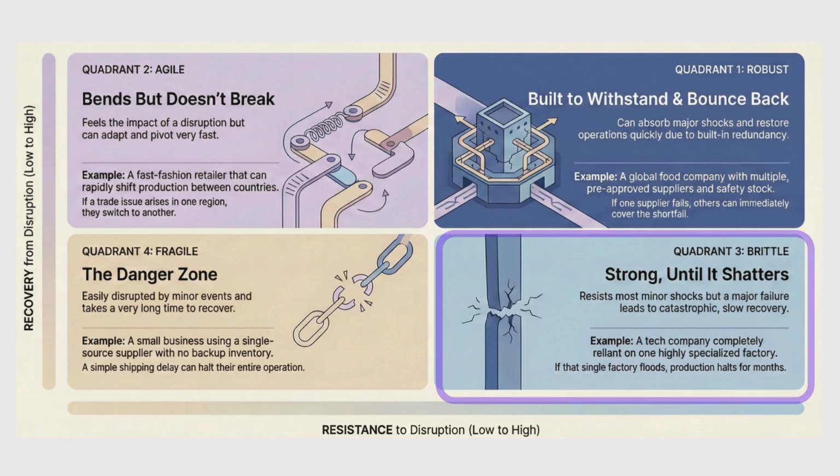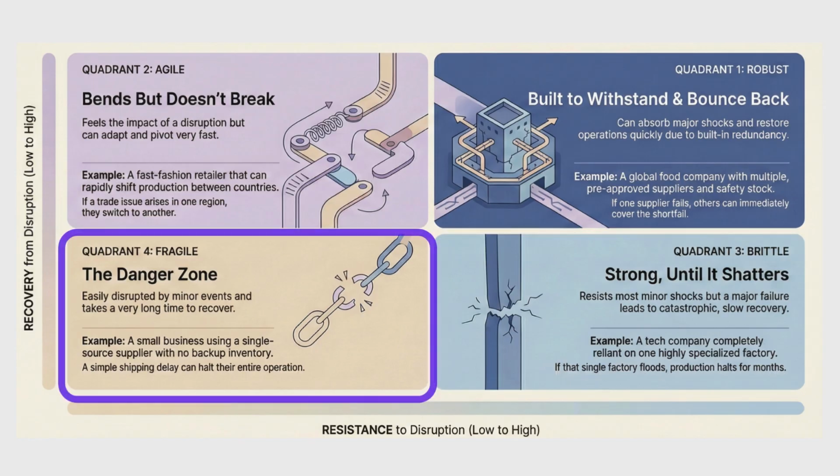The example is a tech company that depends on one highly specialized factory. If that factory experiences a major outage, say flooding, the entire production halts for months. The system looks strong on the surface, but a single point of failure can lead to catastrophic delays.